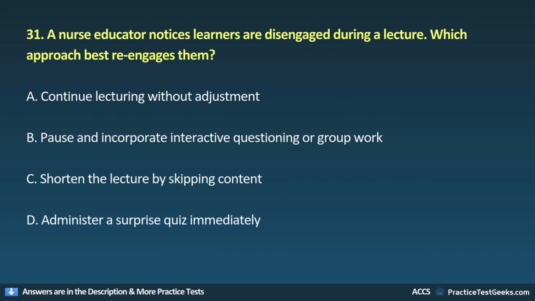31. A nurse educator notices learners are disengaged during a lecture. Which approach best re-engages them? A. Continue lecturing without adjustment. B. Pause and incorporate interactive questioning or group work. C. Shorten the lecture by skipping content. D. Administer a surprise quiz immediately.